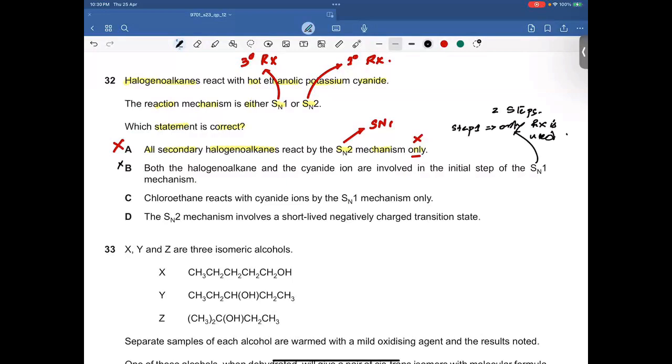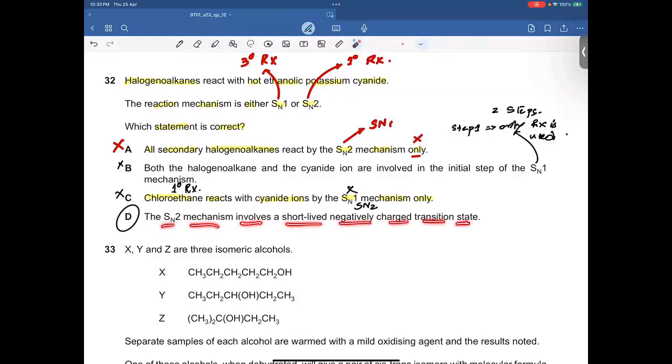Okay. Chloroethane reacts with cyanide ions by SN1 mechanism only. Again, it's incorrect. It's not SN1. It has to be SN2. Why? Because chloroalkane is a 1 degree alkyl halide, and all SN2 mechanisms undergo via primary alkyl halide or 1 degree alkyl halide. Okay. That means B wrong, C wrong, A wrong. The correct option is going to be D. Let's talk about D. The SN2 mechanism involves a short-lived negatively charged transition state. That's the right answer.